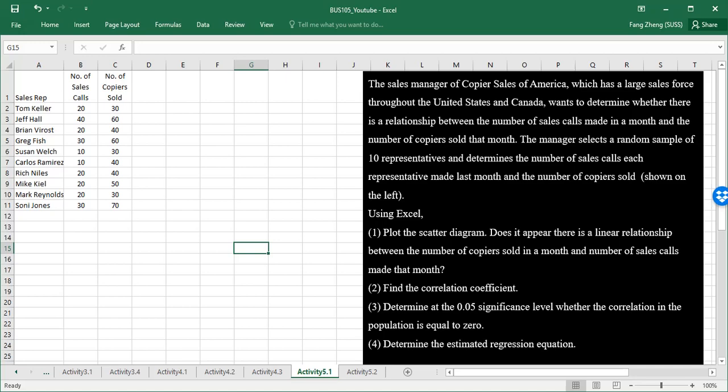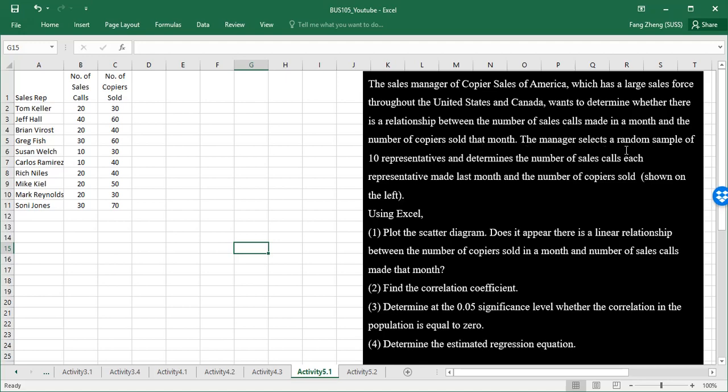Today we look at simple linear regression. The question: the sales manager of Copier Sales of America, which has a large sales force throughout the United States and Canada, wants to determine whether there is a relationship between the number of sales calls made in a month and the number of copiers sold that month.